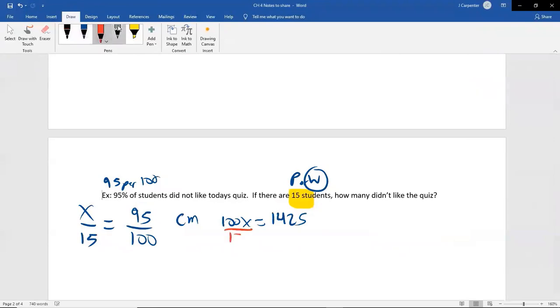Finish this up. We divide both sides by 100. Told you, don't forget how to solve those. And then 1425 divided by 100 is just going to make a decimal here, move left twice. You can show the division if you absolutely have to, but you will end up with 14.25.